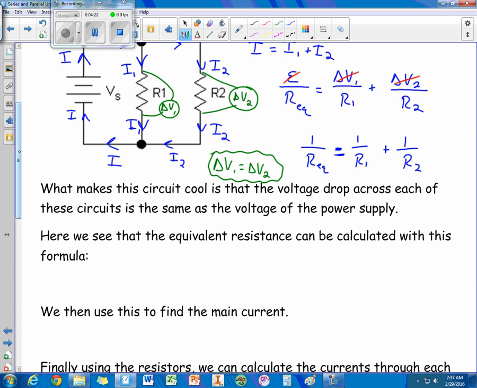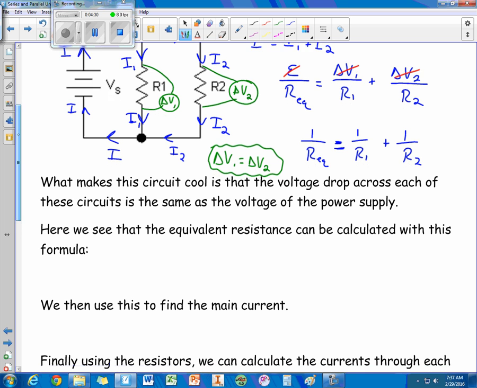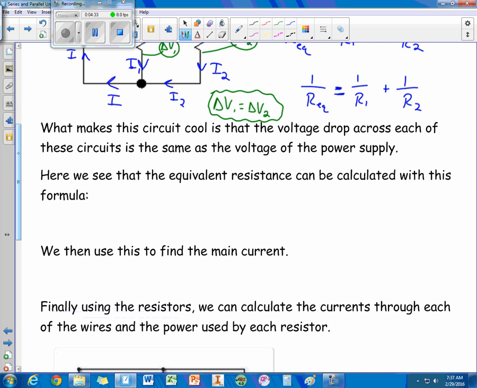So again, what makes the circuit cool is that the voltage drop across each of these resistors or circuits is the same as the power supply. And then this gives us a way also of calculating the equivalent resistance. So this time the equivalent resistance equals the sum of 1 divided by each individual resistor. But we also have to remember to flip it back over, because it's 1 divided by Req equals 1 over R1 plus 1 over R2 plus 1 over R3 plus 1 over R whatever.